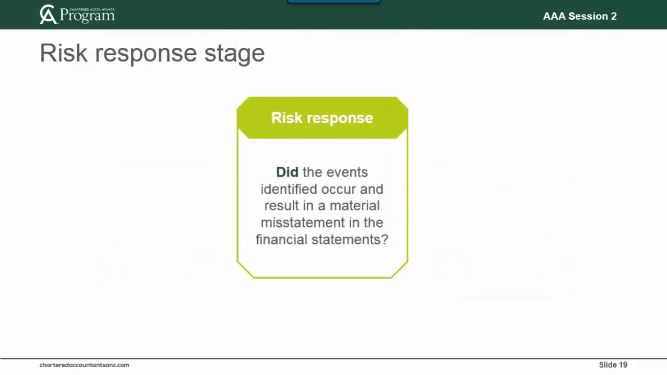So now that we've covered materiality, we'll take our focus to the risk response stage. In the risk response phase, we're generally trying to answer this question about the financial statements. Did the events identified occur and result in a material misstatement in the financial statements? This links back to the objective of the auditor, which is to obtain sufficient appropriate audit evidence regarding the assessed risk of material misstatement. The main standard that's relevant here is ISA 330.